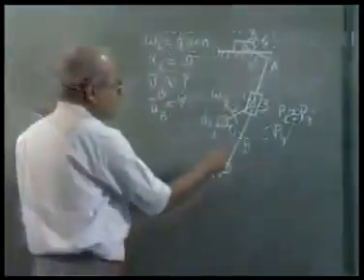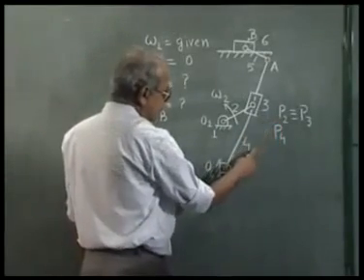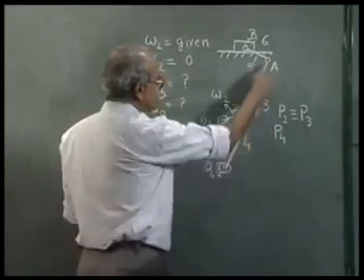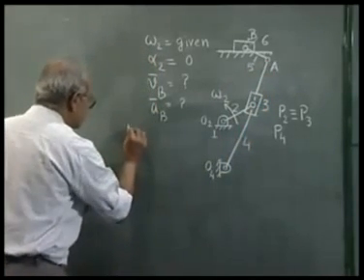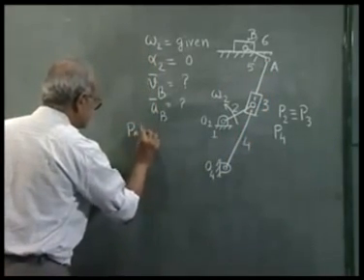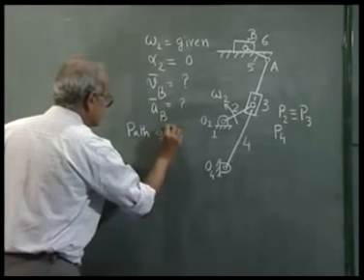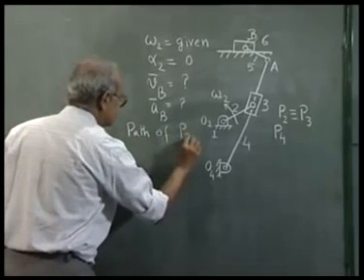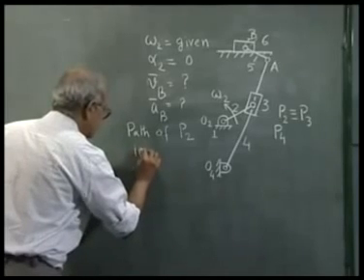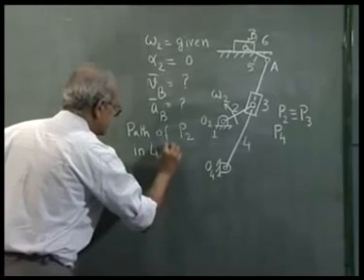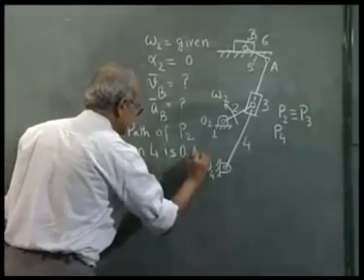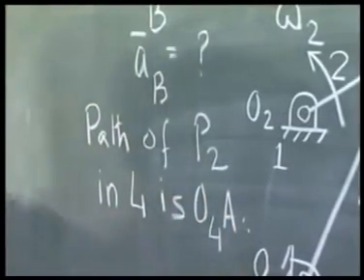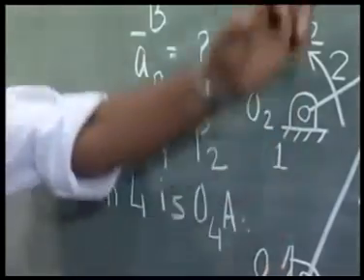Now, the path of P2 in body 4 is known, that is along this line O4A. So, the path of P2 in 4 is O4A. So, this is a straight line path. The curvature of this path is infinity.